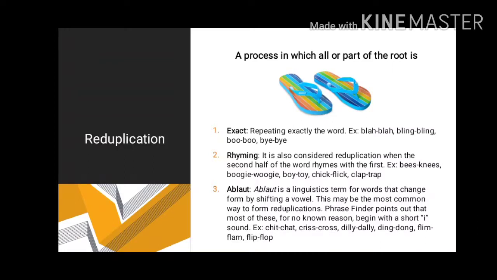The second is rhyming. It means that you will create a new word by creating word rhymes like boogie woogie, boy toy, click flick, clap trap. You try to create a rhyme by changing the sounds of the consonant. The third is ablaut. Ablaut is trying to create a new word by reduplication, changing the sounds of the vowel. For example, like chit chat, crisscross, dilly dally, ding dong, flim flam, and flip flop.